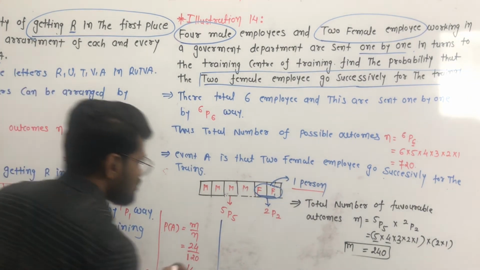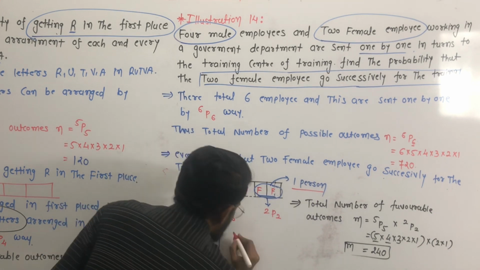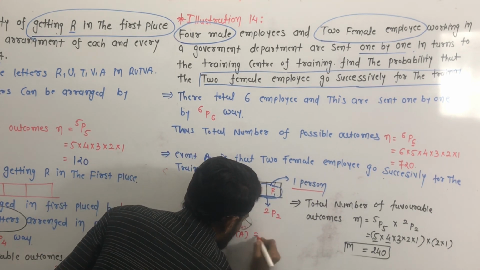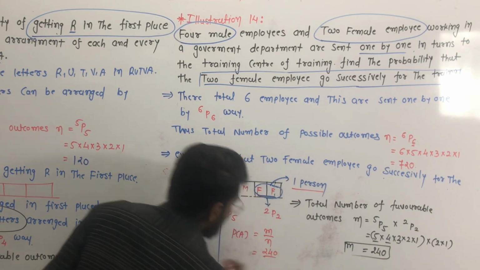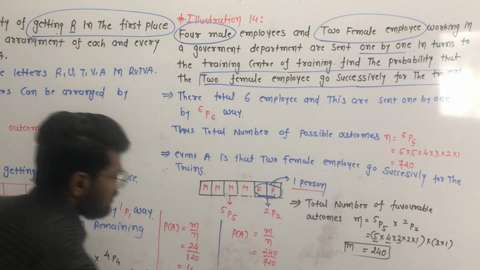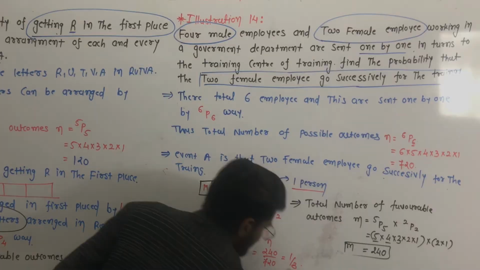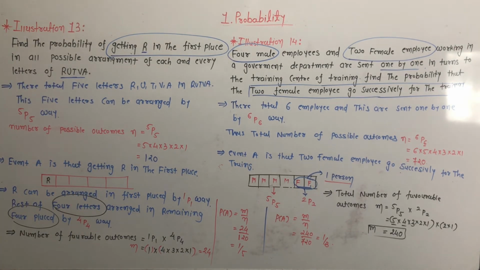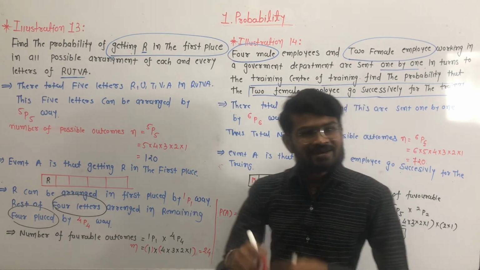So our number of favorable outcomes is equal to 240. The probability of event A, P of A, is equal to m by n. m is equal to 240 and n is equal to 720, so it will be 1 by 3. So this is the probability of this event. Done? Write it down. Keep practicing and we will meet you in the next lecture.